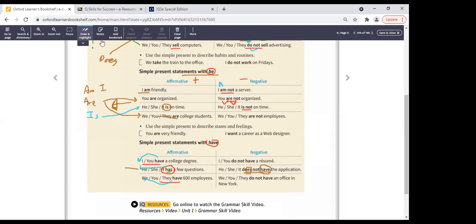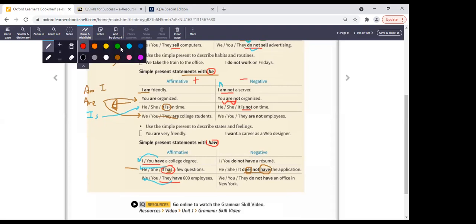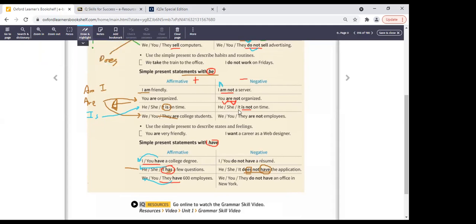Okay, Abdul Malik, what about for he, she, and it? He, she, it goes with is. Okay, so we say he, she, it is not. Can we contract this? Can we make it simple? In the negative, he is, she is, it is not. Can you simplify this? Instead of saying he is not, what can we say? He's not. Okay, good.